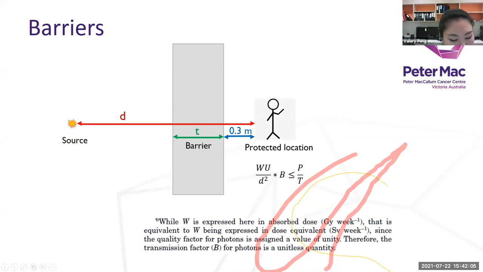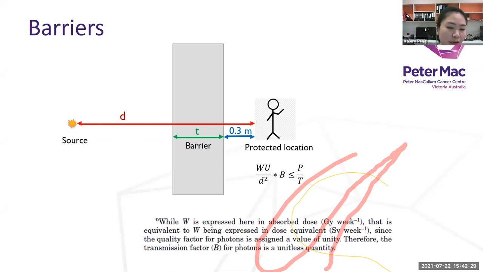So then the transmitted dose equivalent becomes less than the shielding design goal. And something to note is that we take the protected point to be 30 centimeters from the barrier. And this is also being conservative because no one will be standing right up against the barrier.